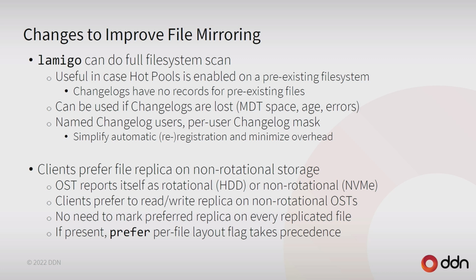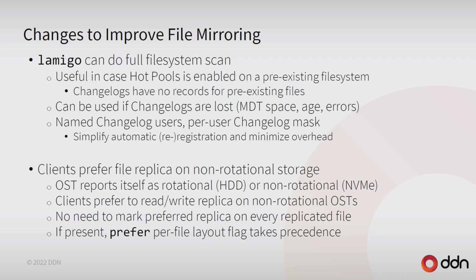A number of improvements have also been made to improve file mirroring. Initially, it was not possible for Lamigo to run on a pre-existing file system. So now Lamigo can run on such a system, so it's very useful if you have an already existing file system and then you decide to enable hot pools. So in this case, there will be a scan of the whole metadata devices. This is required because in such a case, there are no pre-existing changelog records for the files that were already there on the file system.